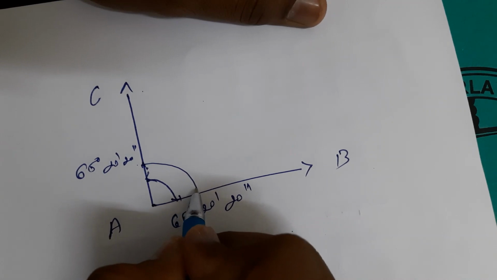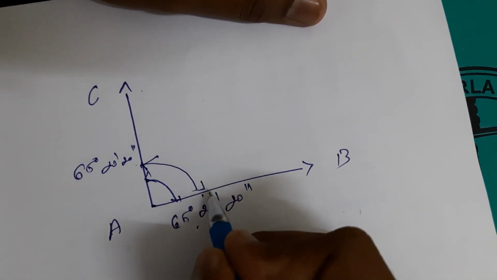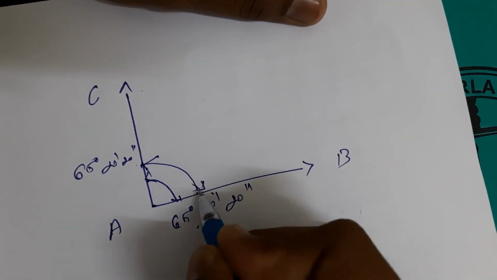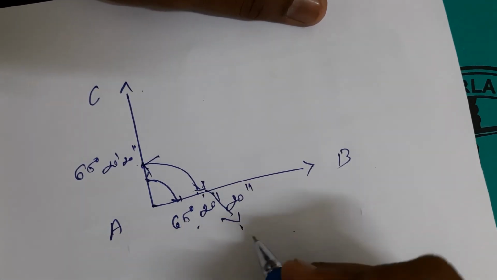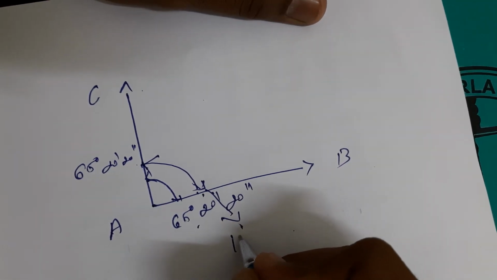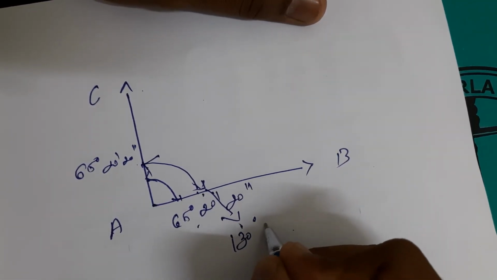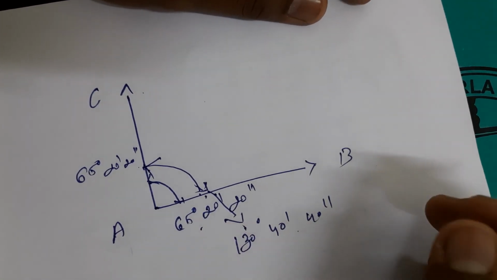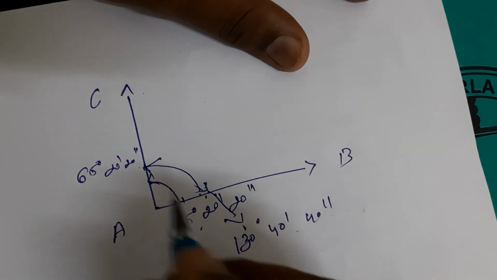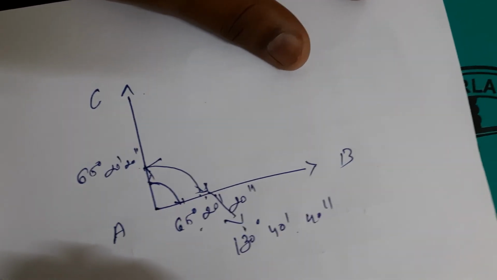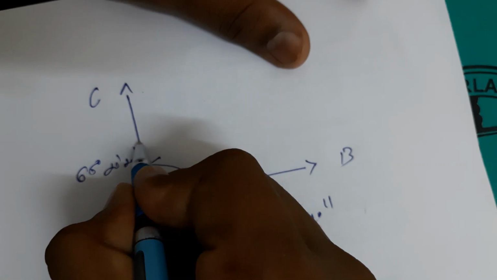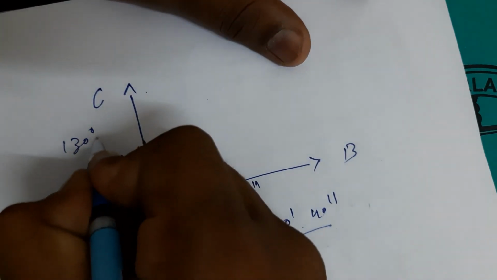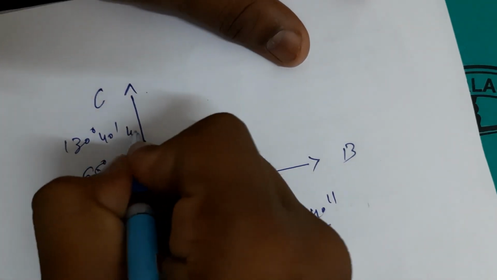After that you bisect next, and at that time the reading will change. The second time the reading is something like 130 degrees, 40 minutes, 40 seconds. Same here. For the third repetition, when you bisect the C point, your reading is this 130 degrees, 40 minutes and 40 seconds.